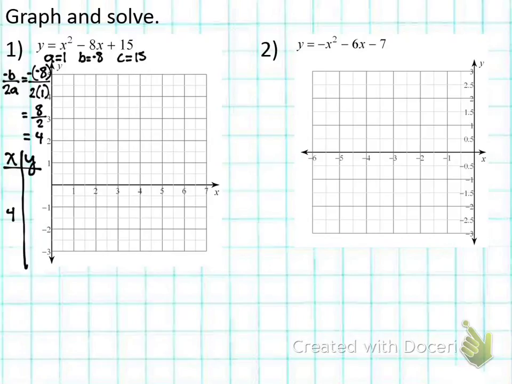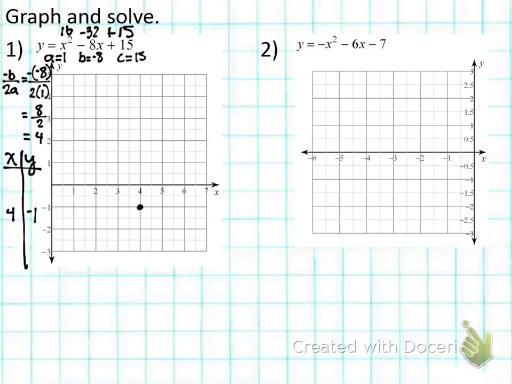Okay, so we're going to plug 4 back into our original equation right up here. So we're going to ask ourselves, 4 squared is 16. Then we got negative 8 times 4 is negative 32. And then we have 15 at the end. And we're going to combine this. We got 16 minus 32 is negative 16. Negative 16 plus 15 is negative 1. Okay? So that is where our vertex is, at negative 1. So that is where it's going to point to.